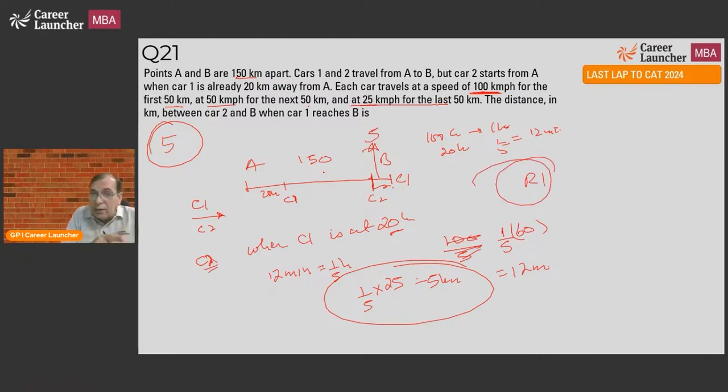If you understand this logic, that car 2 has started 12 minutes late, so it will reach also 12 minutes late. When it is reaching B, at that point of time, the speed will be 25 kilometers per hour. So the distance will be 1/5, because 12 minutes is nothing but 1/5 of an hour, at the rate of 25 kilometers per hour. If this logic strikes you, round 1. Otherwise, leave it, what difference does it make?